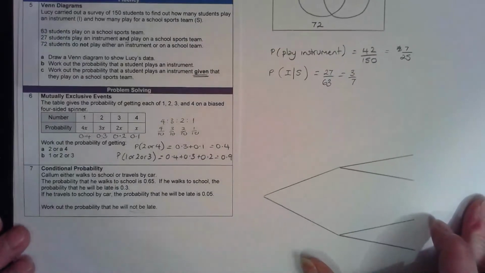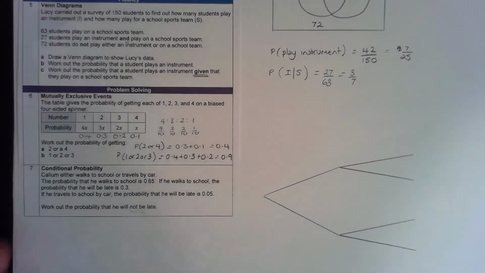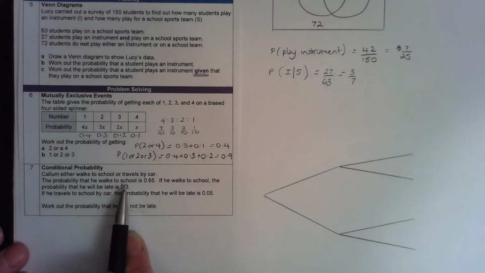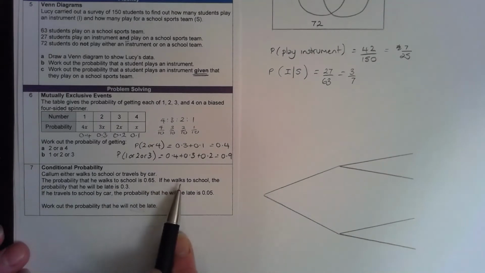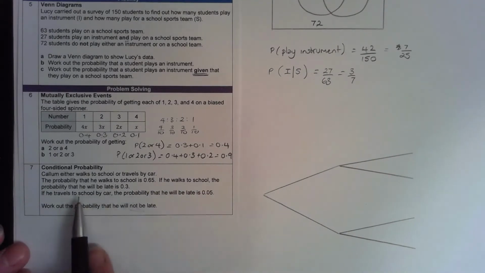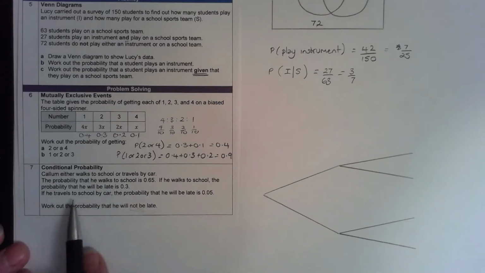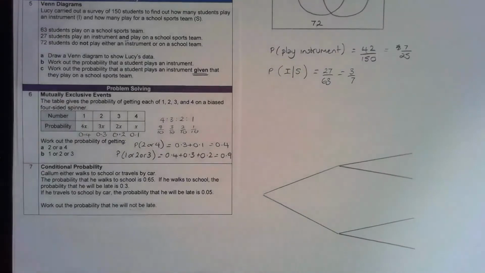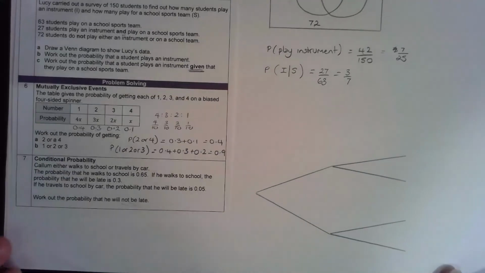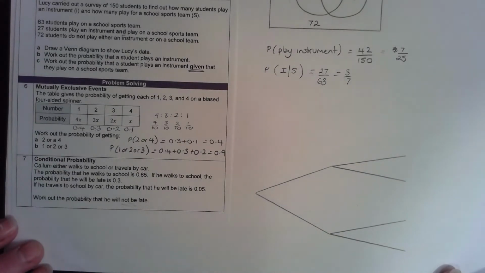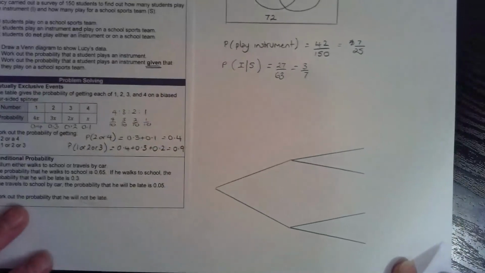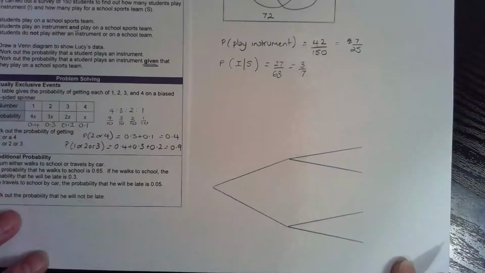And the last question, question 7. Conditional probability. Callum either walks to school or travels by car. The probability that he walks to school is 0.65. If he walks, then the probability that he'll be late is 0.3. If he goes by car, then the probability that he'll be late is 0.05. And you need to work out the probability that he won't be late. The best way, I think, to do this is with a tree diagram to show you the various options.